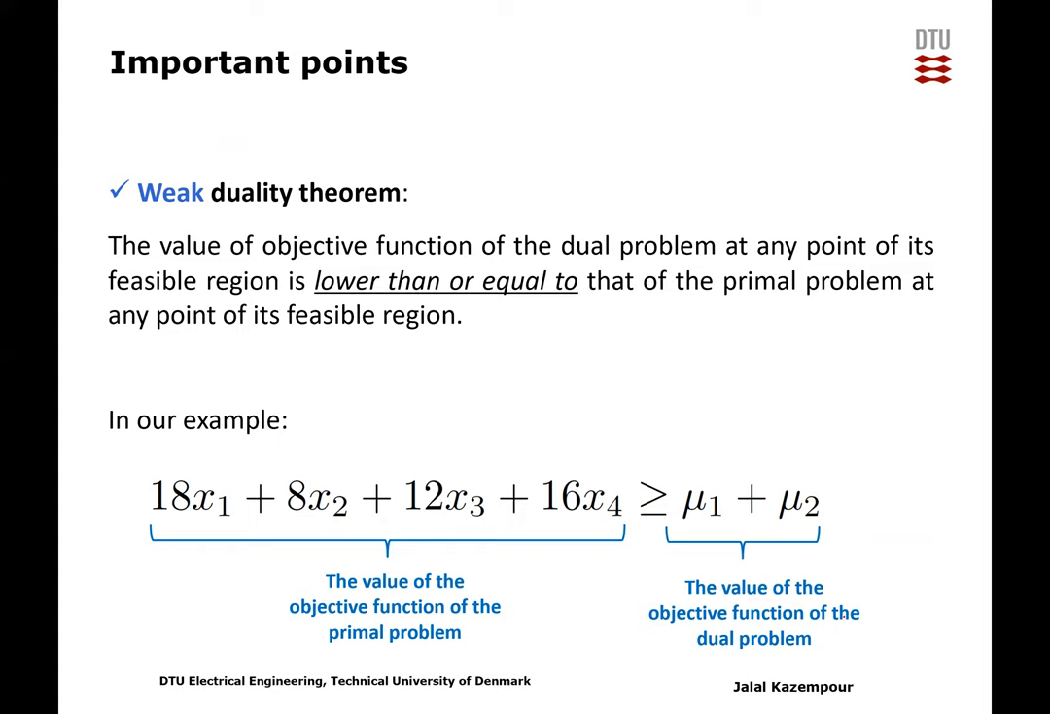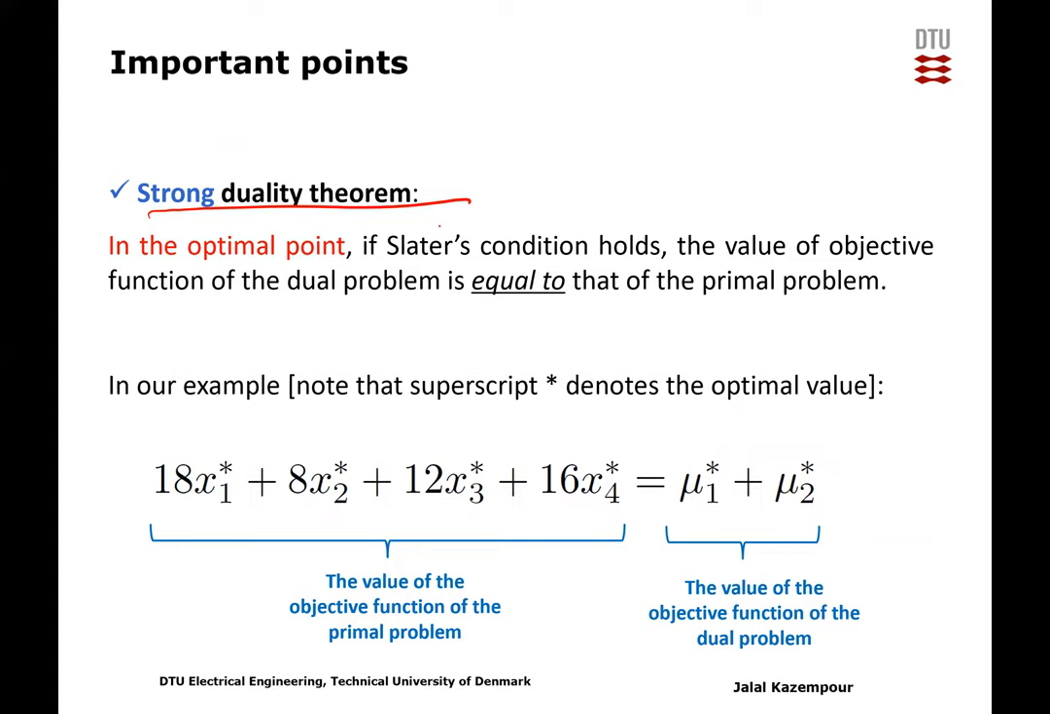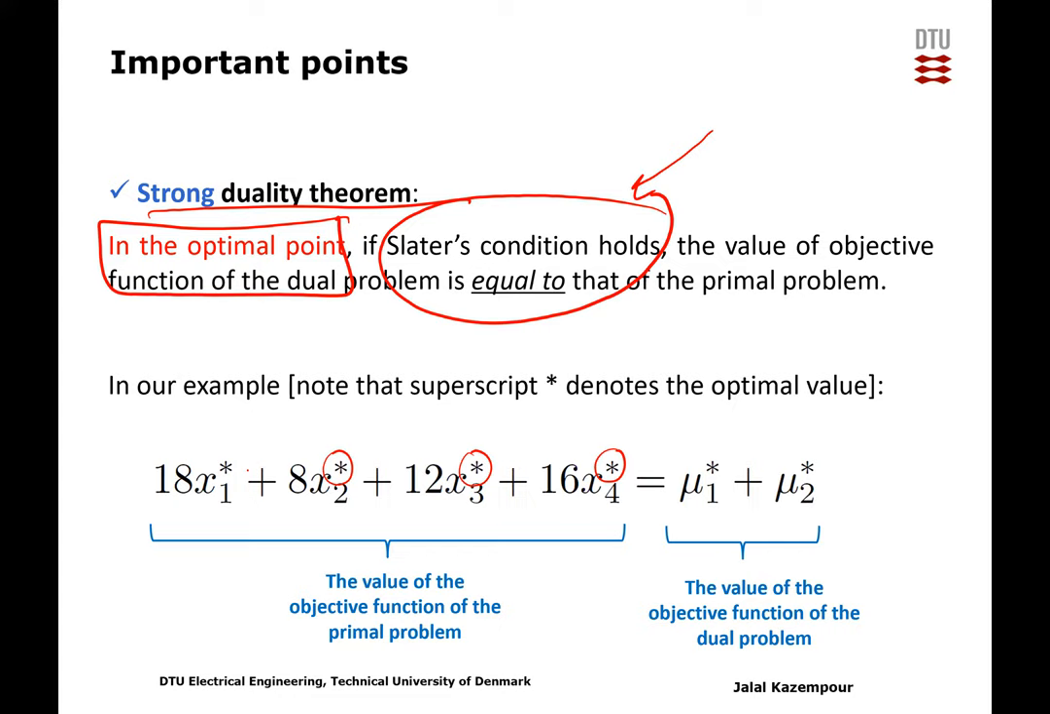The last thing is the strong duality theorem at the optimal point. I'm not talking about any feasible point. At the optimal point, if some conditions called the Slater condition hold, which I will not explain in detail, but for linear problems we usually have it. It comes from the constraint qualification topic. For the market clearing problem, we usually have it. Under these conditions, note that the superscript means we are talking about the optimal point. At the optimal point, the value of the primal objective function and the value of the dual objective function are the same. We call this the strong duality theorem.